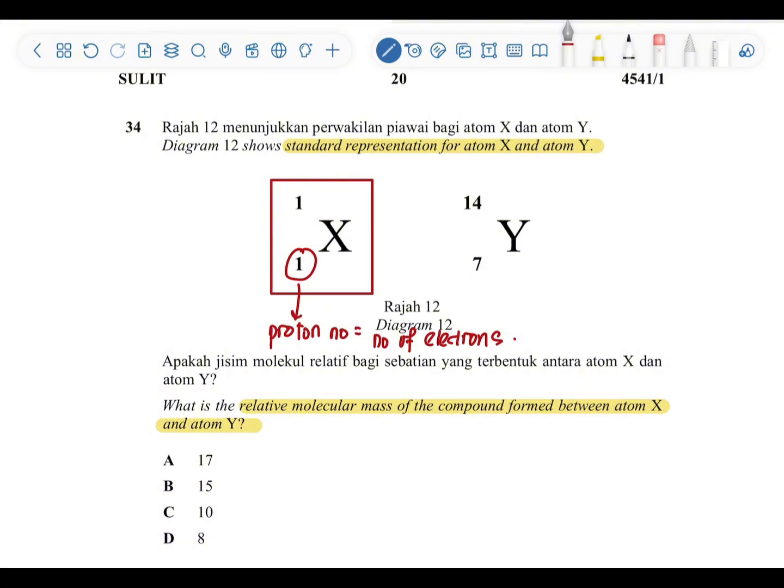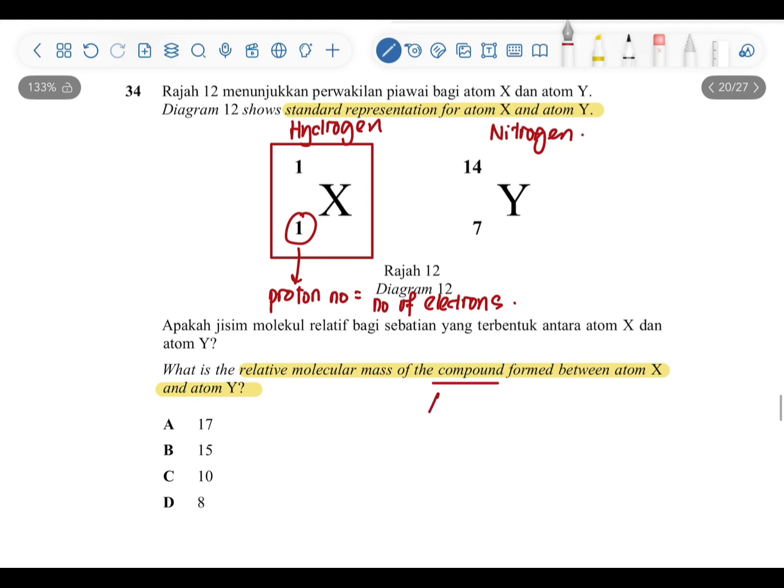This proton number also tells us the number of electrons. But basically you can just refer to a periodic table and you will know that this atom X is actually hydrogen, and the atom Y will be nitrogen. So the compound formed between X and Y is actually ammonia, which is NH3, also known as YX3.